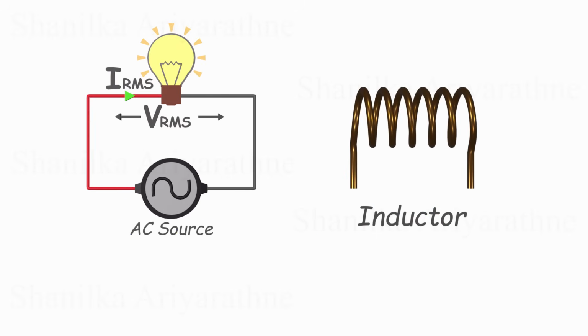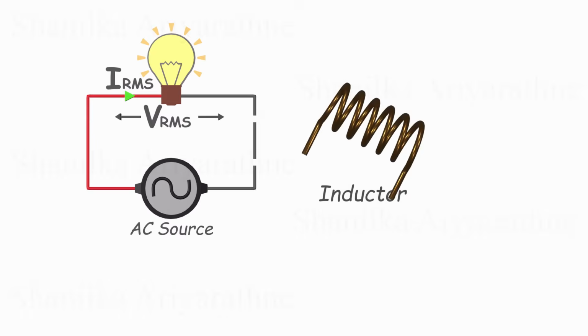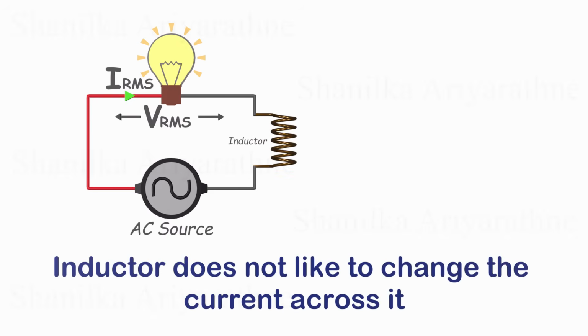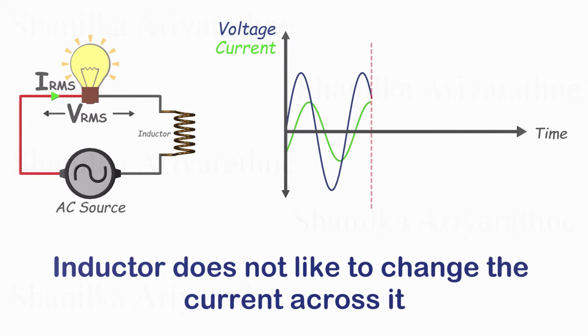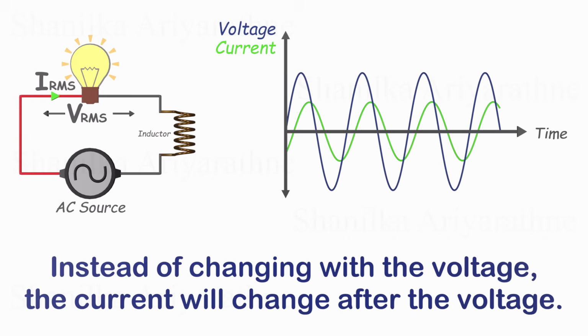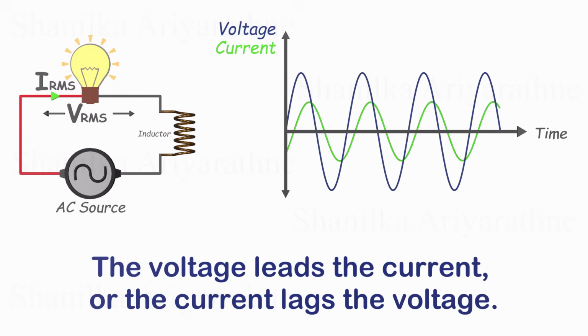Let's introduce an inductive reactance to this circuit by connecting an inductor in series with the light bulb. Now, what will happen? We know that the inductor does not like to change the current across it. So instead of changing with the voltage, the current will change after the voltage. In this scenario, we can say the voltage leads the current, or the current lags the voltage. If you are not familiar with inductance, I highly recommend watching our inductance video.